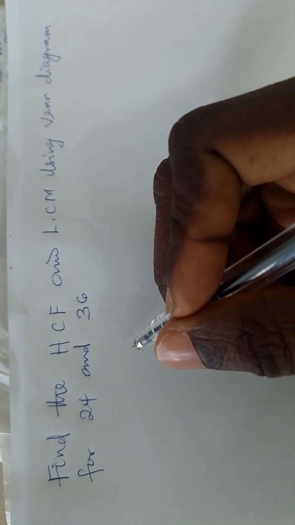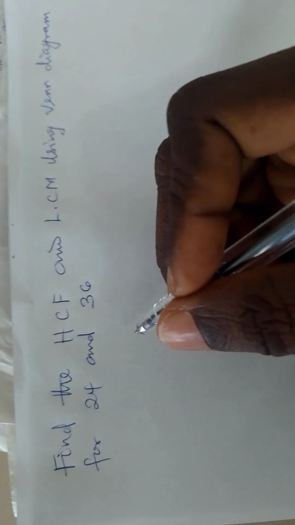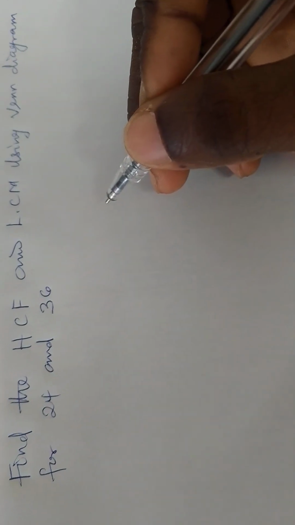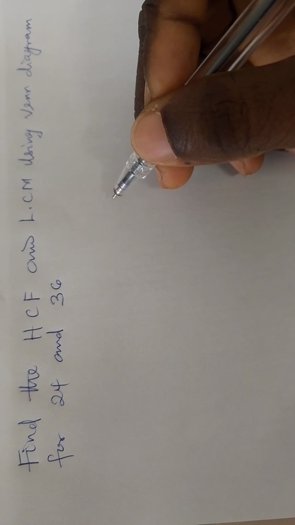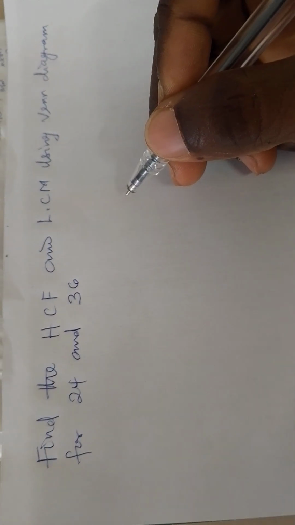Find the highest common factor and lowest common multiple of 24 and 36 using a Venn diagram. This is how I explain it in one of my online classes with my students. Firstly, we need to find the factors of 24 and 36. And what are factors? In mathematics, factors are numbers that can divide any number without a remainder.